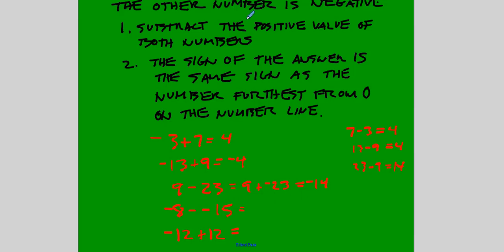Next question. Those are both double negative, makes it positive. So this is -8 plus 15. So 15 minus 8, take the positive value of both numbers, is 7. I have more positives than negatives, so my final answer is 7.